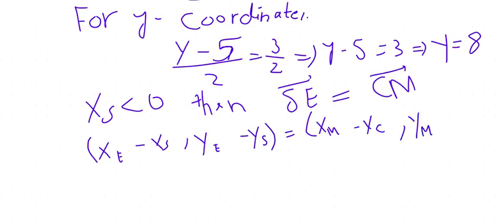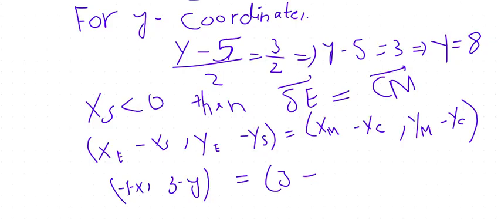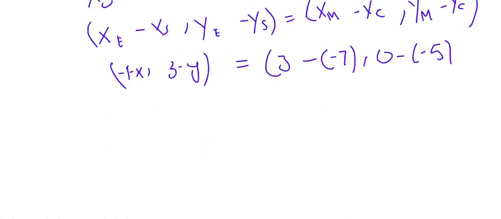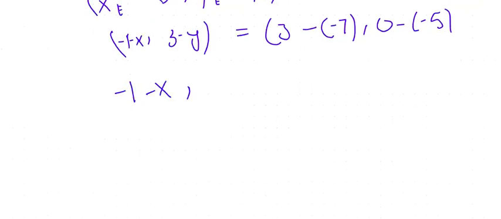Minus 1 minus x and 3 minus y equals 3 minus minus 7, 0 minus minus 5, okay? So I'm just simplifying the equation. We got minus 1 minus x, 3 minus y, okay? And 3 plus 7 is 10 and 5.